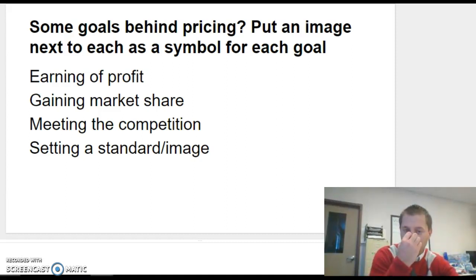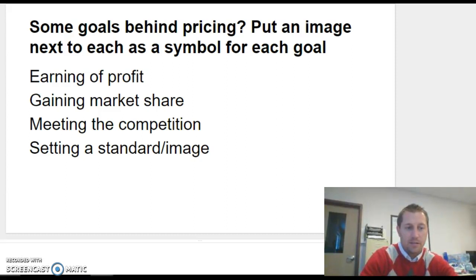And then the last one, who prices their products to set a standard or an image, and describe why that is. Okay, so there's a little bit you're going to do here. You may need an extra slide to be able to do all of these. In fact, I would encourage you to do 2 on each slide. That way, you can get all that information in there.